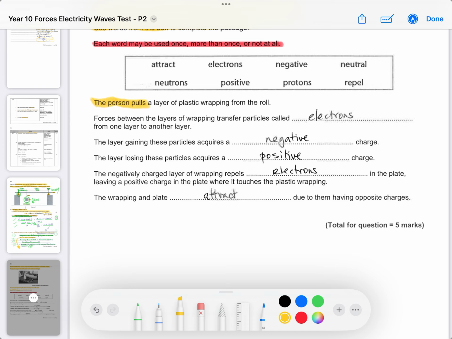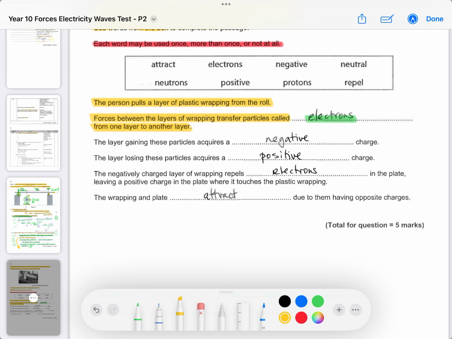The person pulls a layer of plastic wrapping from the roll. Okay, that pulling produces some kind of friction. Forces between the layers of the wrapping transfer particles called, and you've got to choose the word electrons. Because only electrons can transfer, because they're on the surface, from one layer to another layer. Okay? So somehow one will gain electrons.